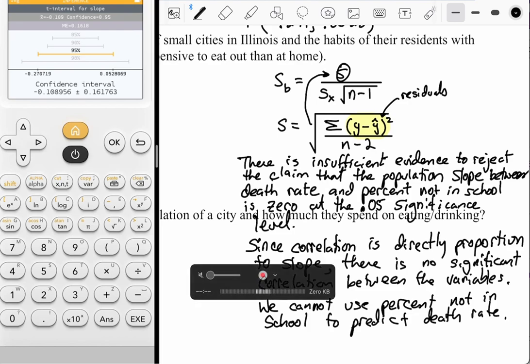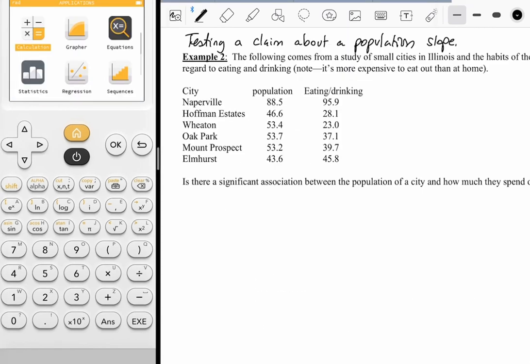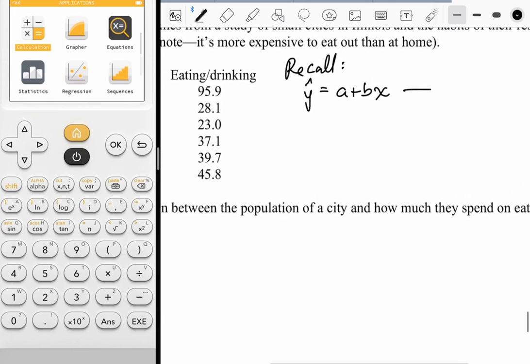All right. So one app to another within the numworks. All right. So unfortunately, it's not all self-contained in one app. You got to get information from each part. All right. So we're testing a claim about a slope. Remember, so recall, y hat is equal to a plus bx. That's for a sample, any sample.